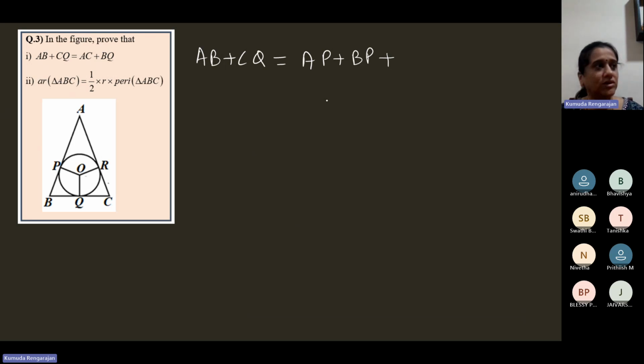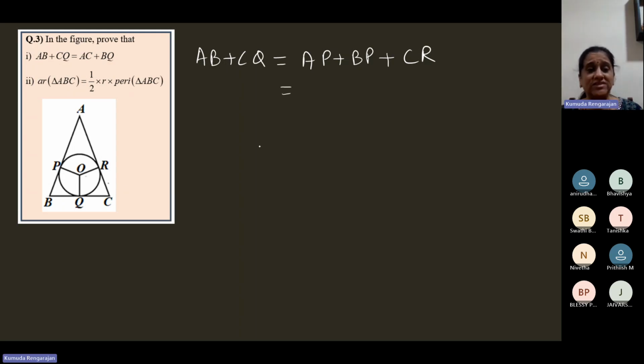Can you write CQ in a different way? What is CQ? CQ is equal to CR, right? AB is equal to AP plus BP. And CQ can be written as CR. Now tell me what next.